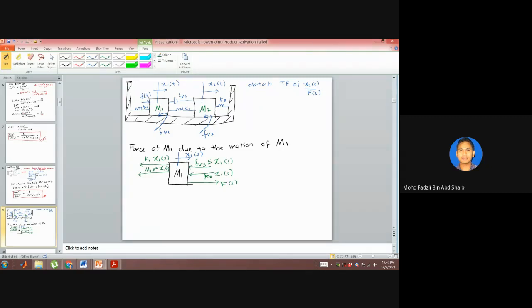Come on. What else? Anyone can suggest? What else? FV1. FV1, right? Because it's a friction. FV1 times S X1 S. S1 S, right? Okay.